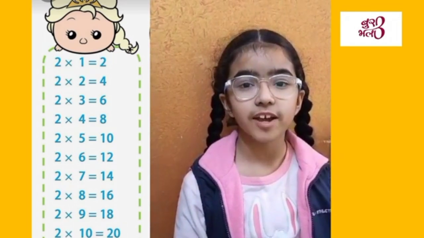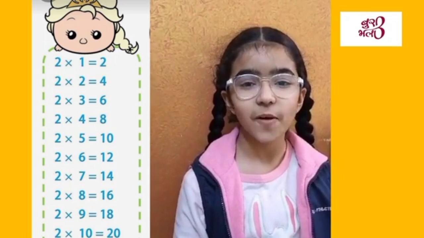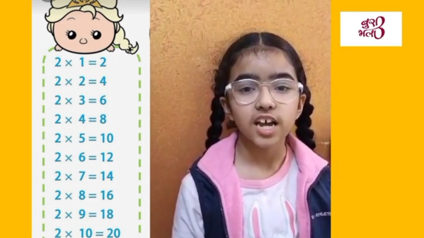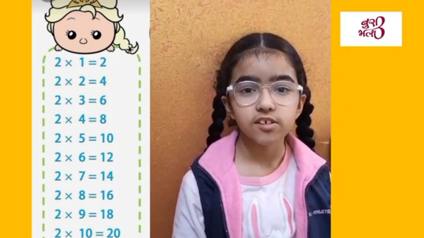2 sixes are 12. 2 sevens are 14. 2 eights are 16. 2 nines are 18. 2 tens are 20. Table of 3.